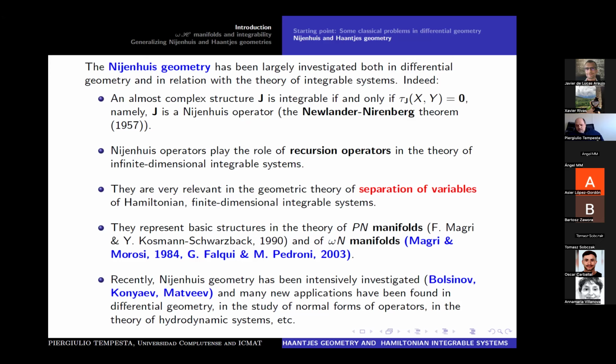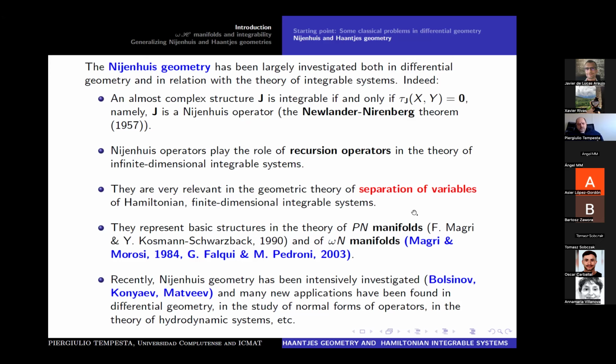They introduced the notion of omega-N manifolds, which is a symplectic manifold with a Nijenhuis geometry inside. And later on, Franco and Professor Yvette Kosmann-Schwarzbach also introduced the theory of PN manifolds, meaning Poisson-Nijenhuis manifolds.